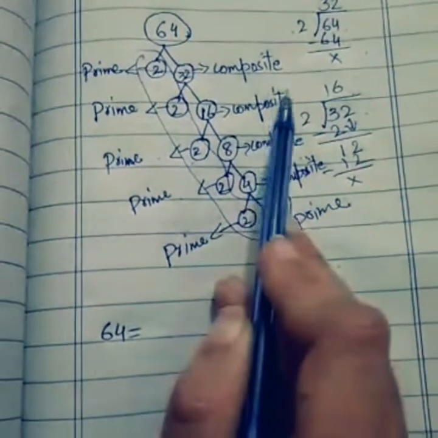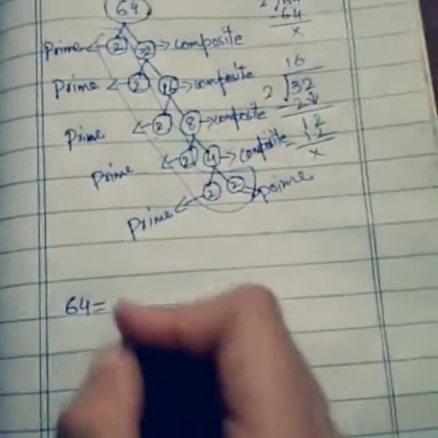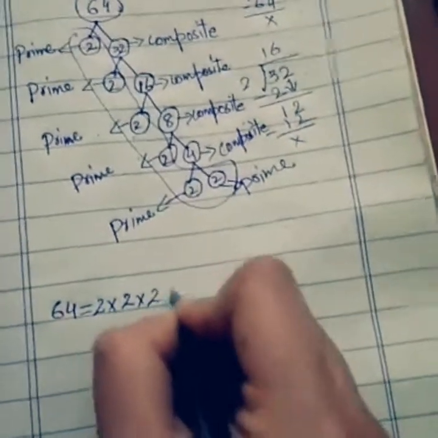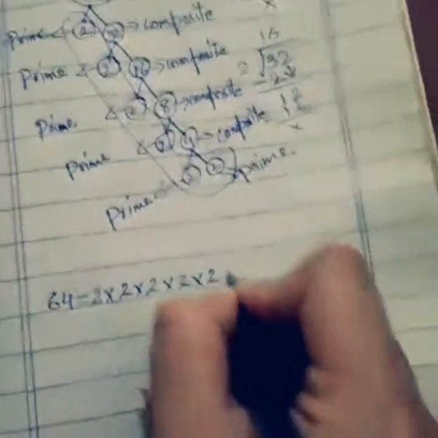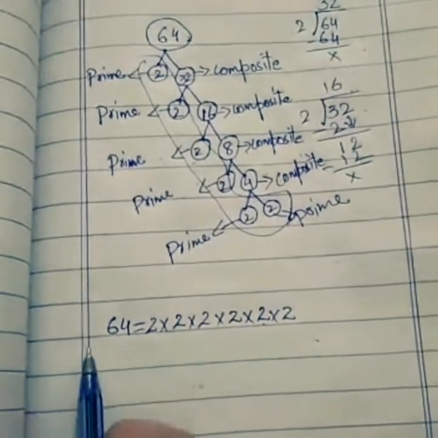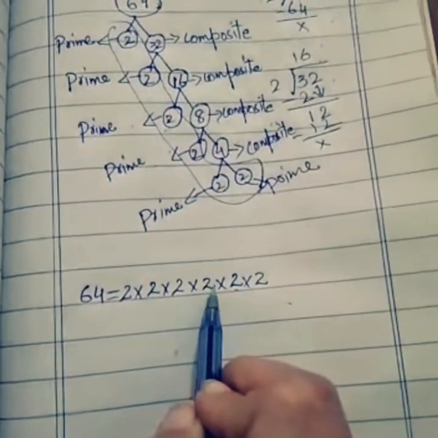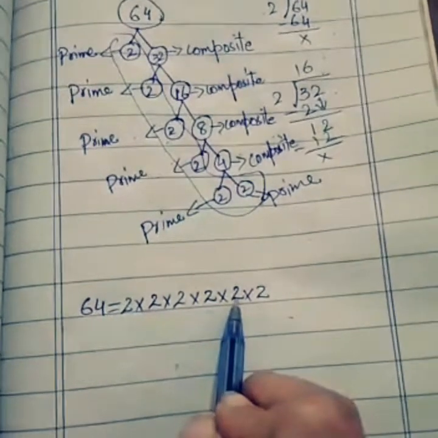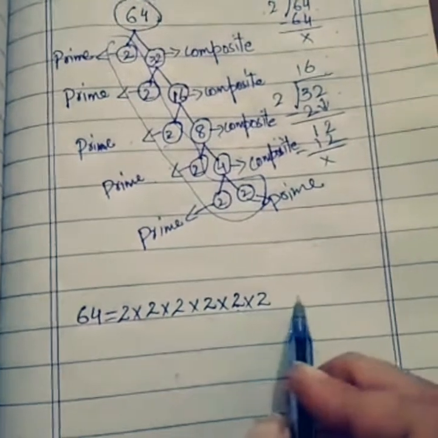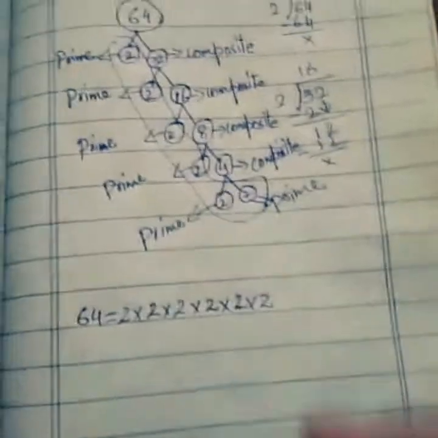We will not write composite numbers, we will just write prime numbers because we have to find the prime factorization of 64. So our answer is 2 multiplied by 2 multiplied by 2 multiplied by 2 multiplied by 2 multiplied by 2. If you multiply these also, you will get 64. 2 multiplied by 2 equals 4. 4 multiplied by 2 equals 8. 8 multiplied by 2 equals 16. 16 multiplied by 2 equals 32. 32 multiplied by 2 equals 64. So it is equal to 64.